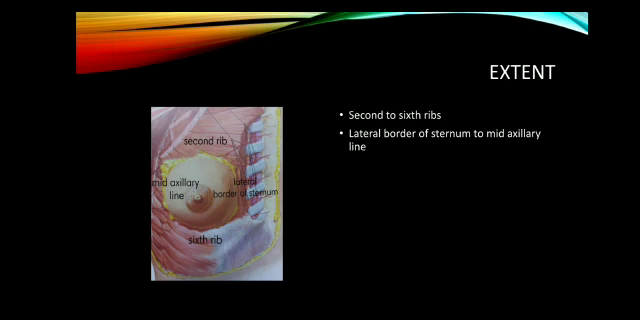Extent of the base. Vertically, it extends from the 2nd to the 6th ribs. Horizontally, it extends from the lateral border of the sternum to the mid-axillary line.